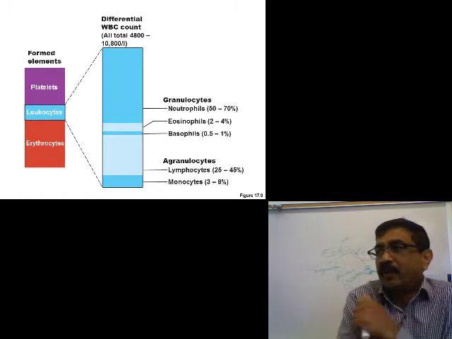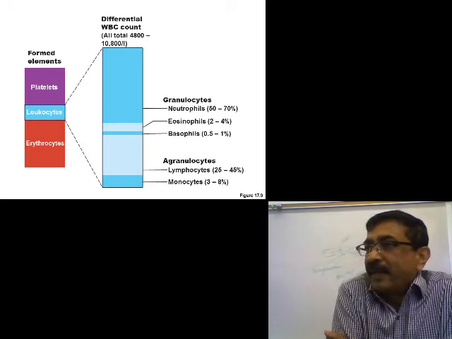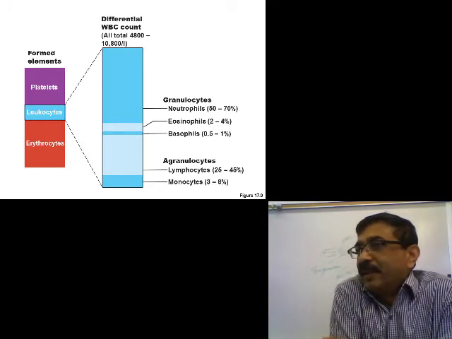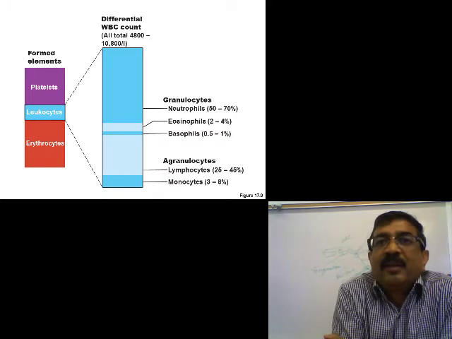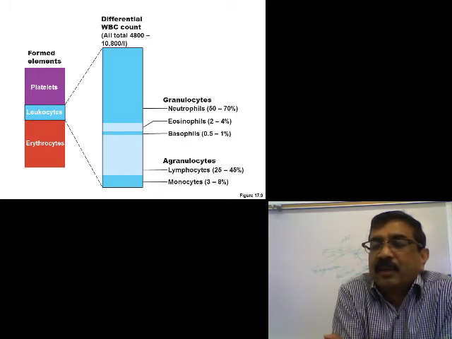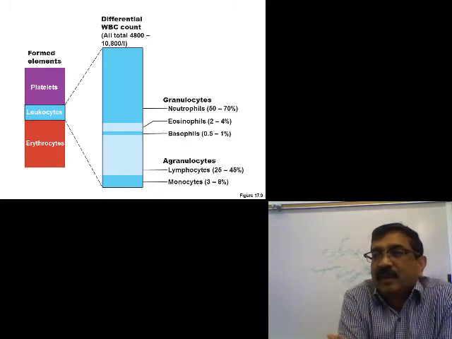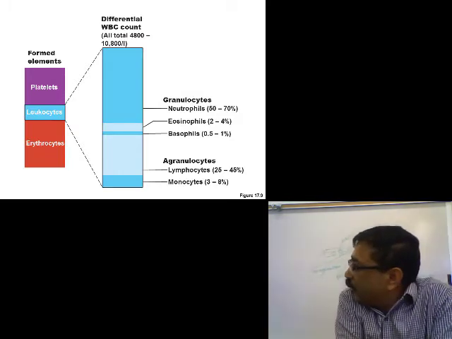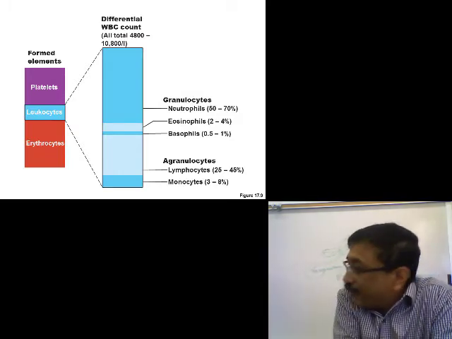So that is the most common type. Then the second most common type is lymphocytes. 25 to 45% of the white blood cells are lymphocytes. That means if you count 100, 25 to 45 should be lymphocytes. The other 3 types of white blood cells are small in number.